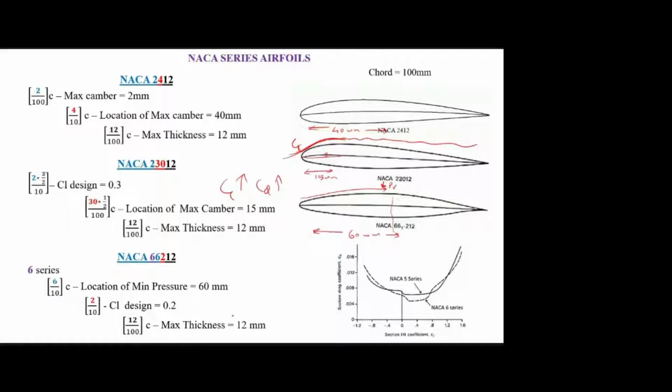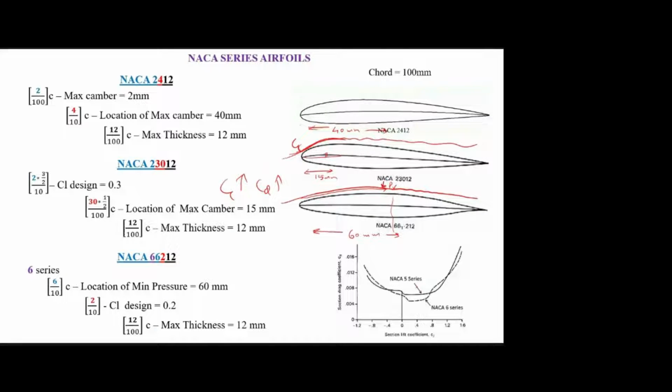Then further they went for the 6th series. Here they moved the minimum pressure or maximum acceleration point towards the middle, even after the middle, that is 60%, for example. So here the flow is accelerated and attached up to this point, and after that only it separates. So the main aim of the 6th series is to maintain the attached flow, laminar flow. So sometimes we call this the laminar airfoil also.